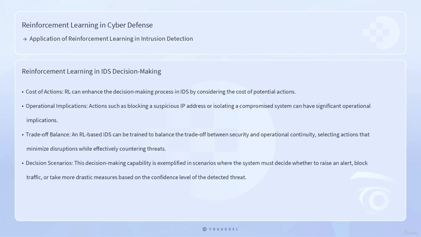In addition to real-time detection, RL can enhance the decision-making process in IDS by considering the cost of potential actions. In cybersecurity, actions such as blocking a suspicious IP address or isolating a compromised system can have significant operational implications. An RL-based IDS can be trained to balance the trade-off between security and operational continuity, selecting actions that minimize disruptions while effectively countering threats. This decision-making capability is exemplified in scenarios where the system must decide whether to raise an alert, block traffic, or take more drastic measures based on the confidence level of the detected threat.